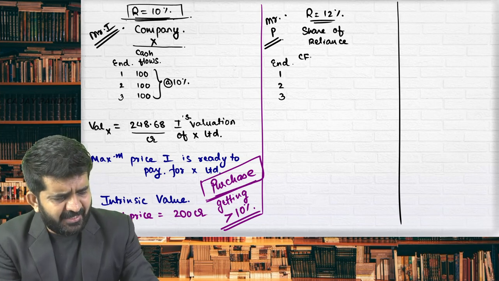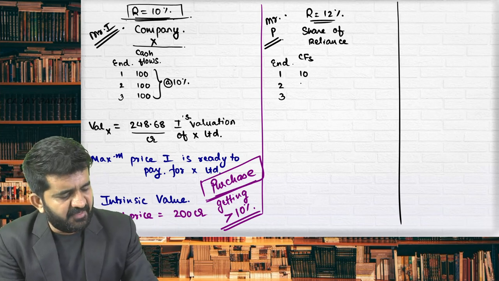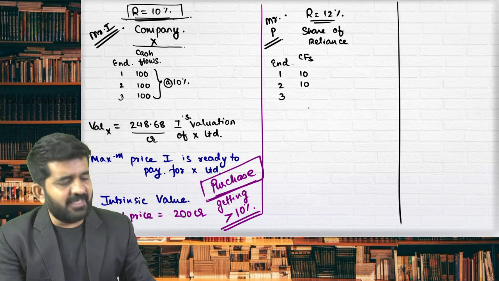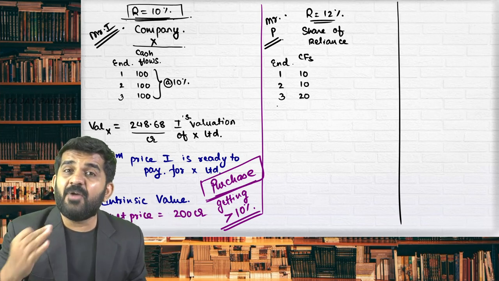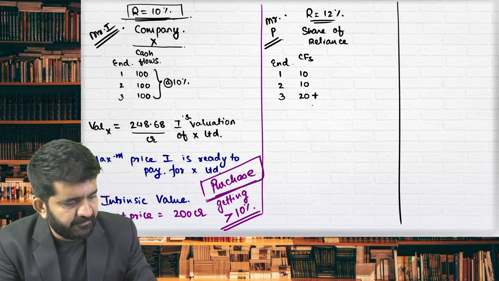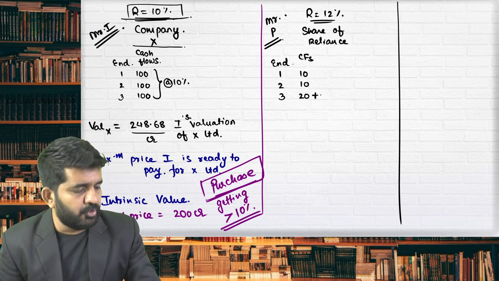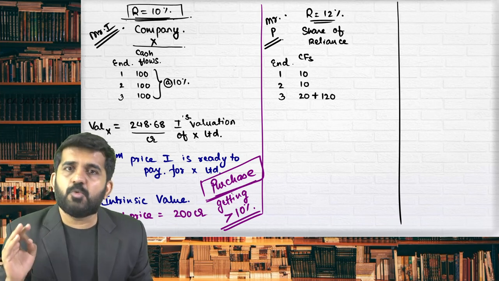The expected dividend after 1 year is 10 rupees. Expected dividend after the second year is 10 rupees. Expected dividend after the third year is 20 rupees. And whenever he gets the higher dividend, he plans to sell off the shares. And when he sells the shares, he is expected to get 120 rupees. That's all. So this will be his cash flow.